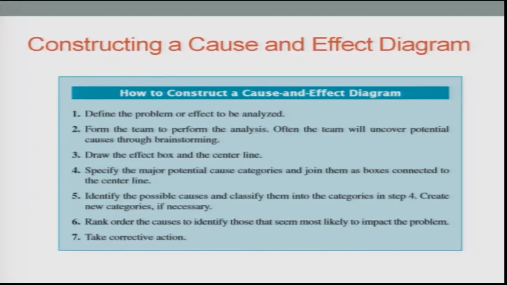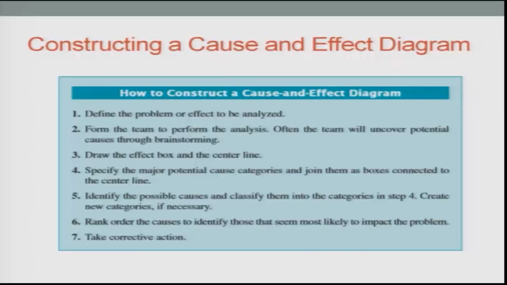Often the team will uncover potential causes through brainstorming sessions. Draw the effect box and the center line, and see where the overall system is producing some output, which can be services or products, and try to find out where the products stand with respect to the overall efficiency of production or the overall efficiency of the quality concept. Specify the major potential cause categories and join them as boxes connected to the central line. Basically there would be a central line and all the effects would be coming in.